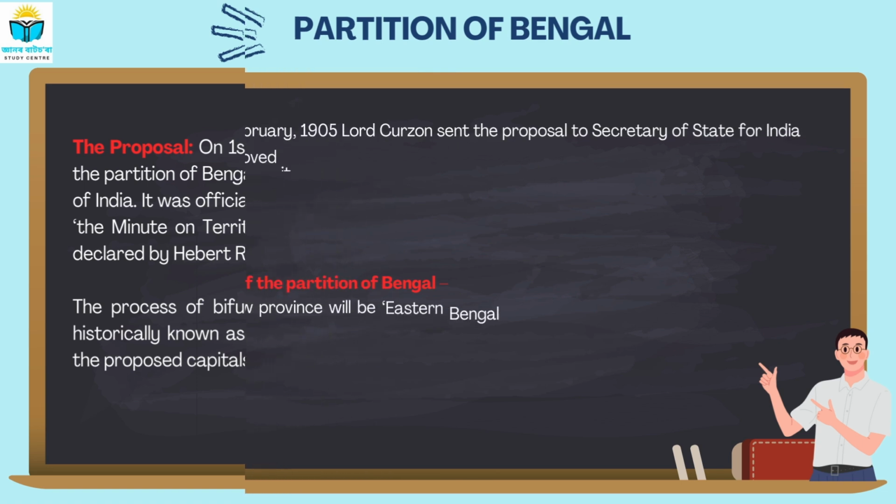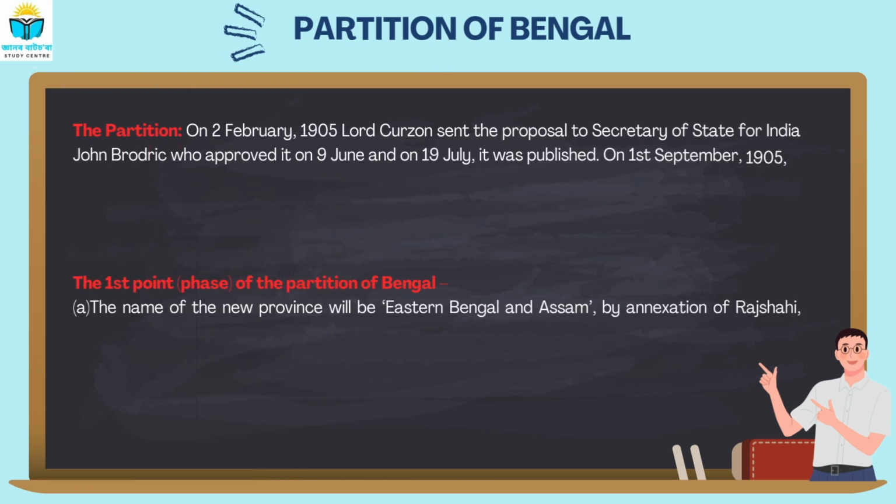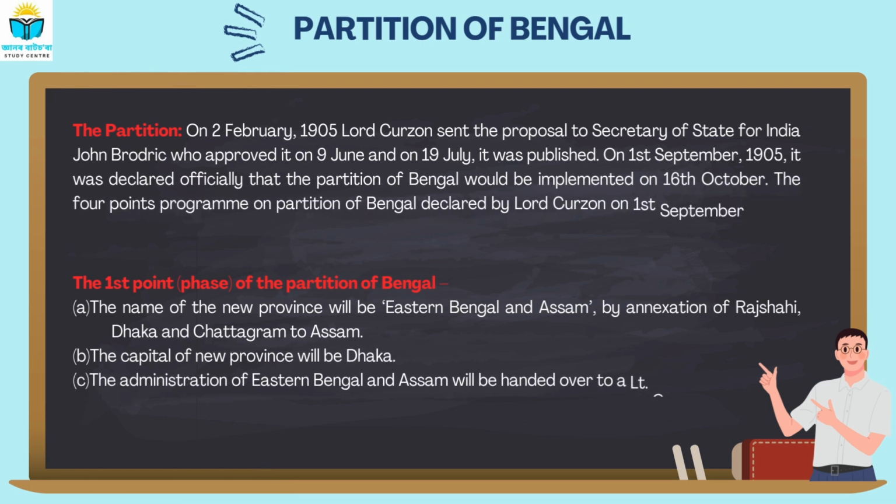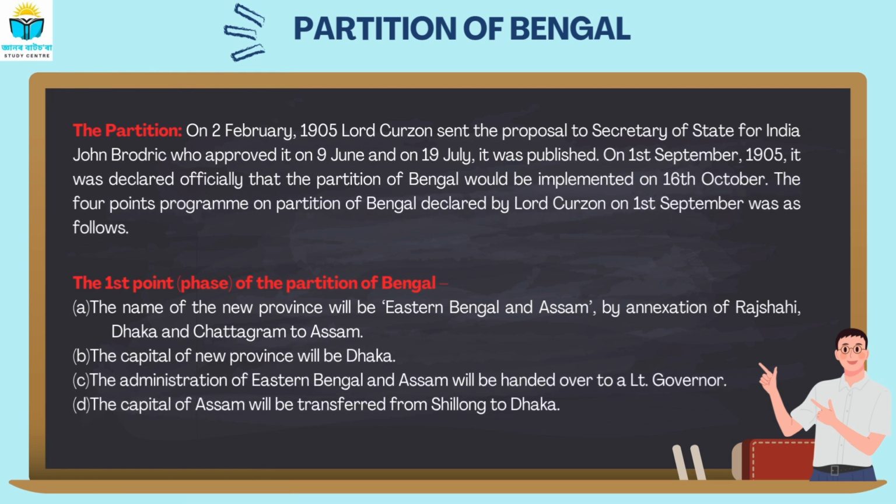On 2nd February 1905, Lord Curzon sent the proposal to the Secretary of State for India, John Brodrick, who approved it on 9th June. On 19th July 1905, the official order was published, and later, on 1st September, it was formally declared that the partition would be implemented on 16th October 1905. Lord Curzon also announced a 4-point program on 1st September, detailing how the partition would take place.